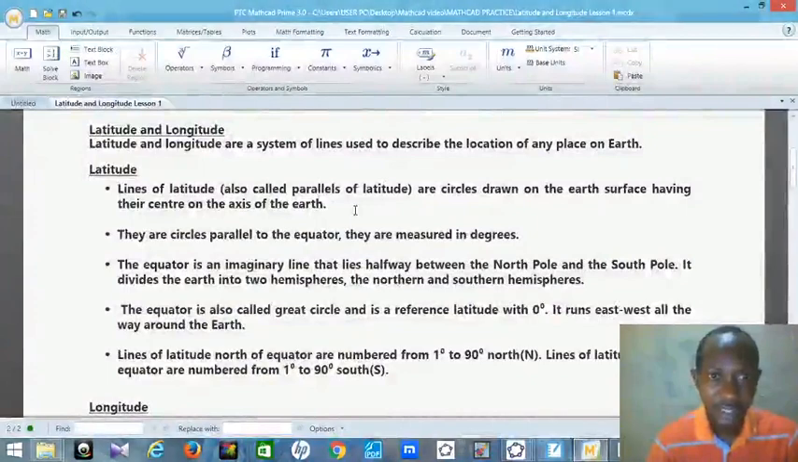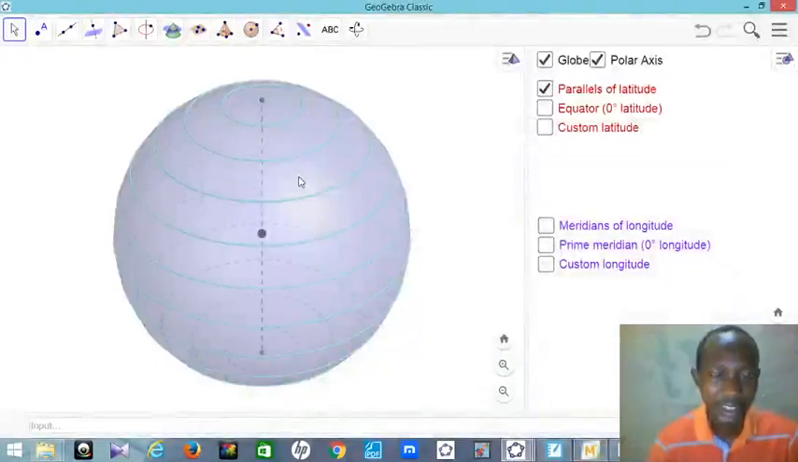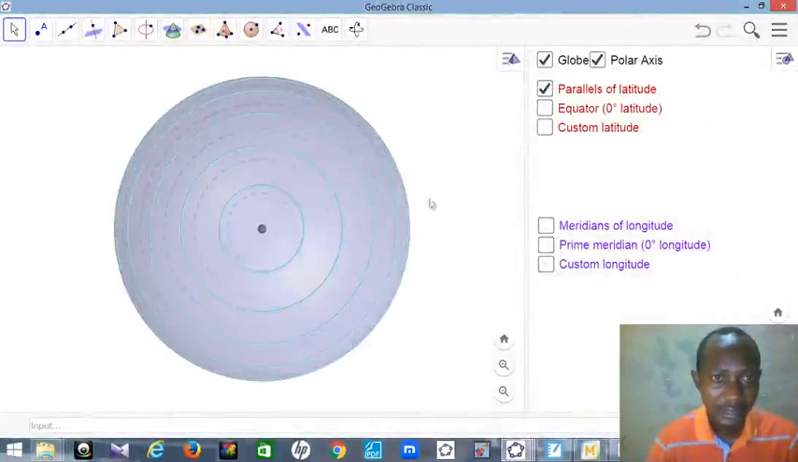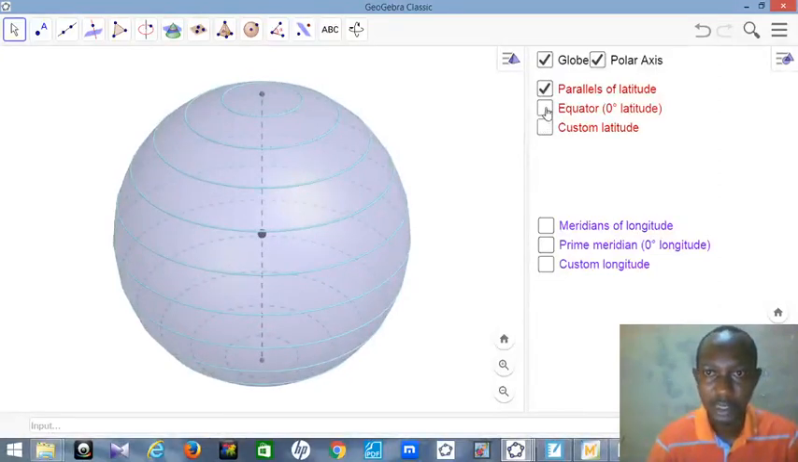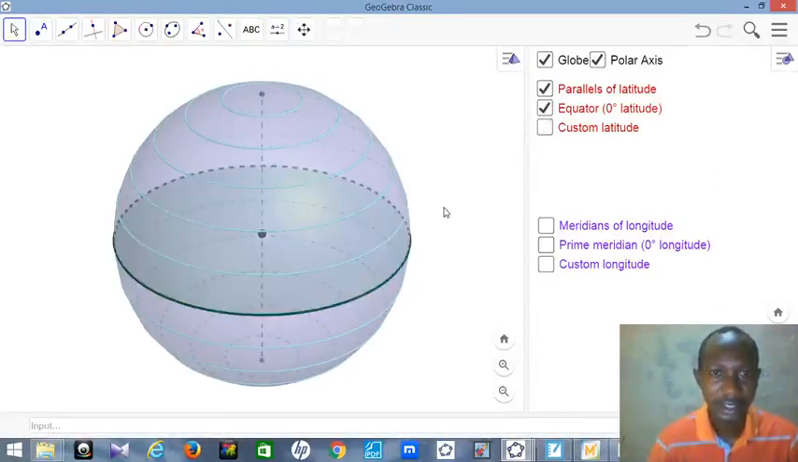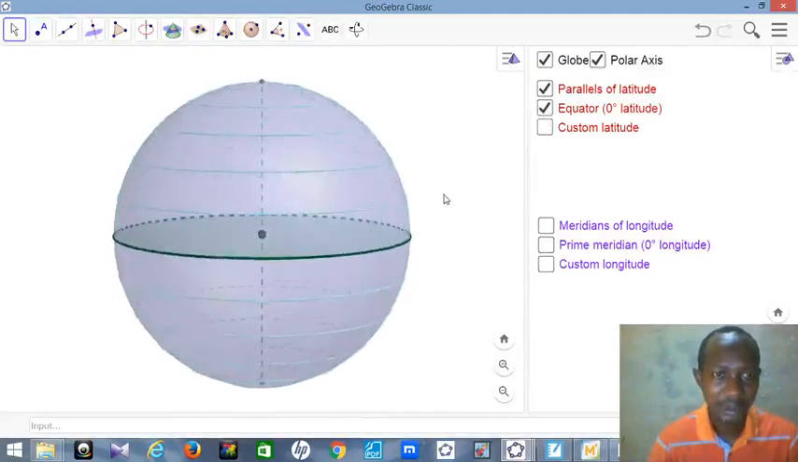So these lines of latitude that you see just now, they are all parallel to the equator. I remember the other time I told you that the circle keeps increasing from the tip here, from the north. As you can see, it keeps increasing till it gets to the larger one. The larger one is the one we call the equator. Let me put it here so that you can see it clearly. You can see it now. So this is the equator.